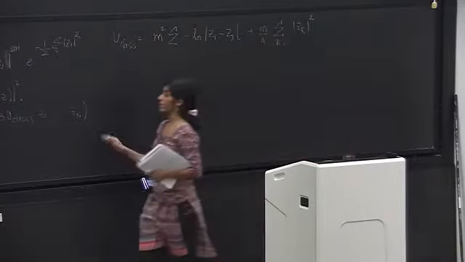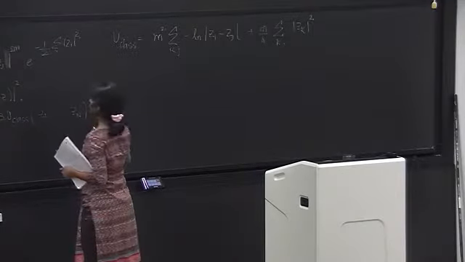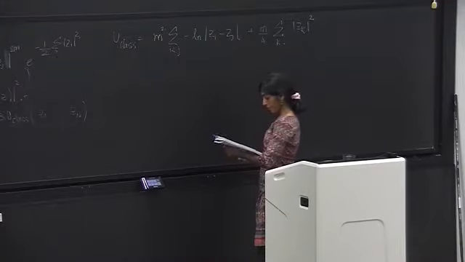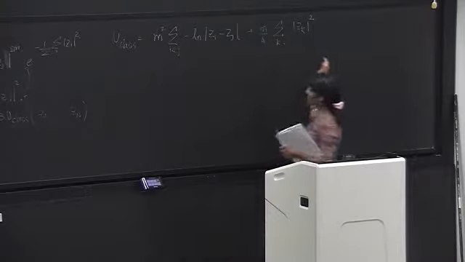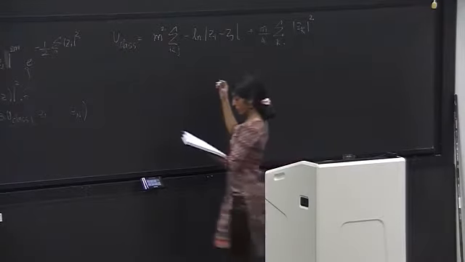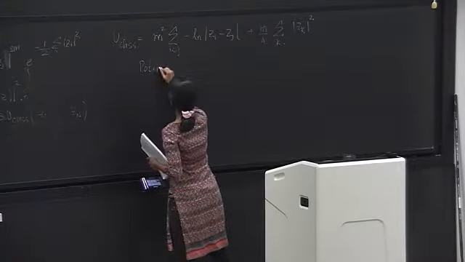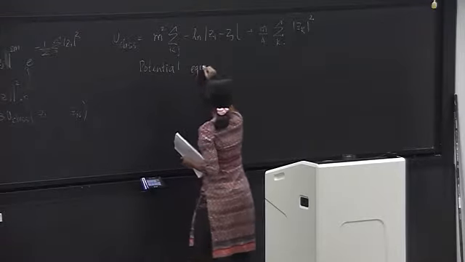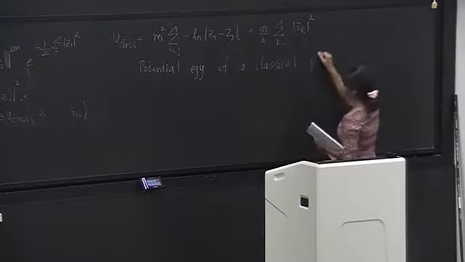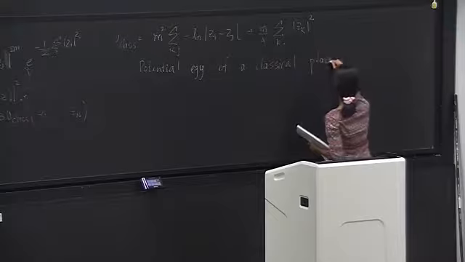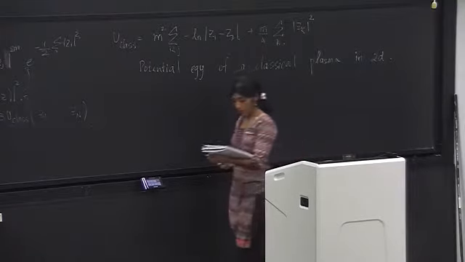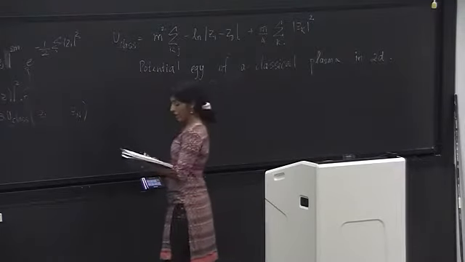Okay, so at this point, I've done nothing but identify this with this. Okay, but this fake classical energy has an interpretation in its own right. And the interpretation is that it's the potential energy of a classical plasma in 2D. So let's see why.